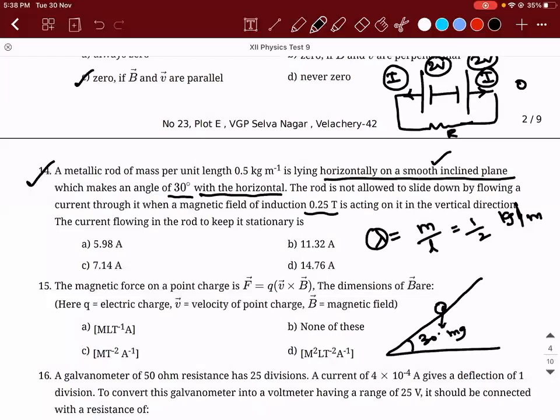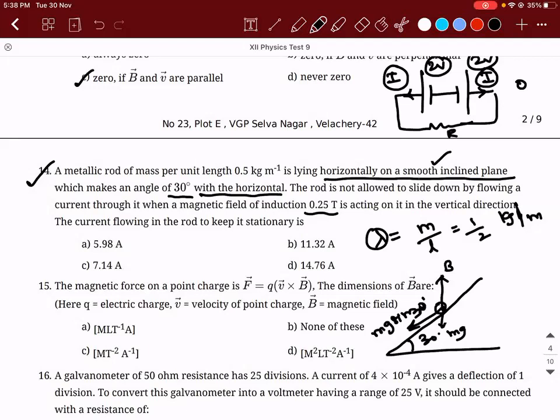Right? mg will act like this. mg sine 30 will act like this. It should have happened. But what is happening? The rod is not allowed to slide down by flowing a current through it when a magnetic field of induction 0.25 is acting on it in the vertical direction. So the magnetic field is in this direction.